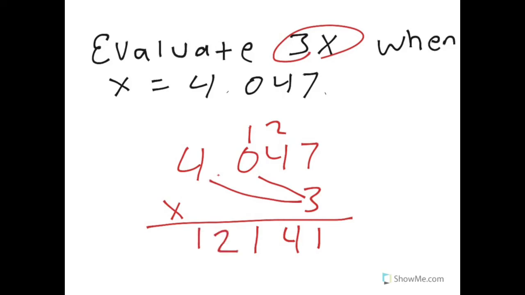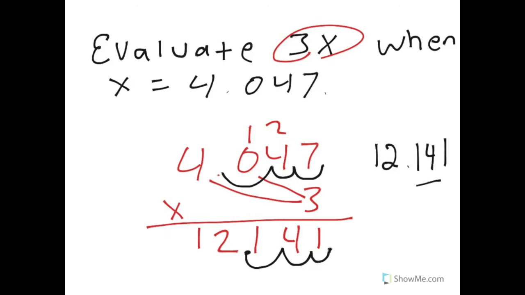Okay. My answer is not that big number, and I know that. So what I'm going to do is count my decimal movements. 1, 2, 3 decimal movements. So I'm going to start over here. 1, 2, 3. And I end up with 12.141 as my answer.